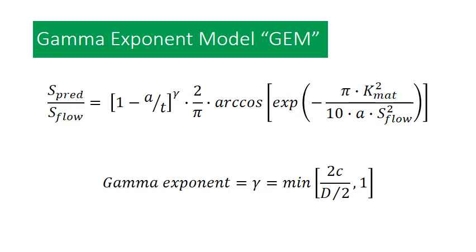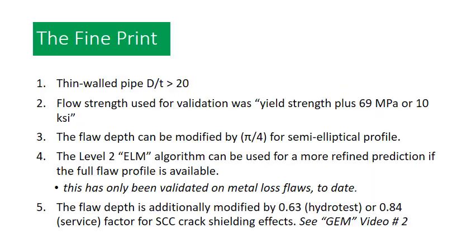Now, the gamma exponent for crack-like flaws is defined as the minimum of the crack length, 2c, divided by the pipe radius. But that's only taken up to a maximum of 1. You could have the longest crack in the world. It could be multiple diameters in length, but you would only go up to 1 for your gamma exponent there.